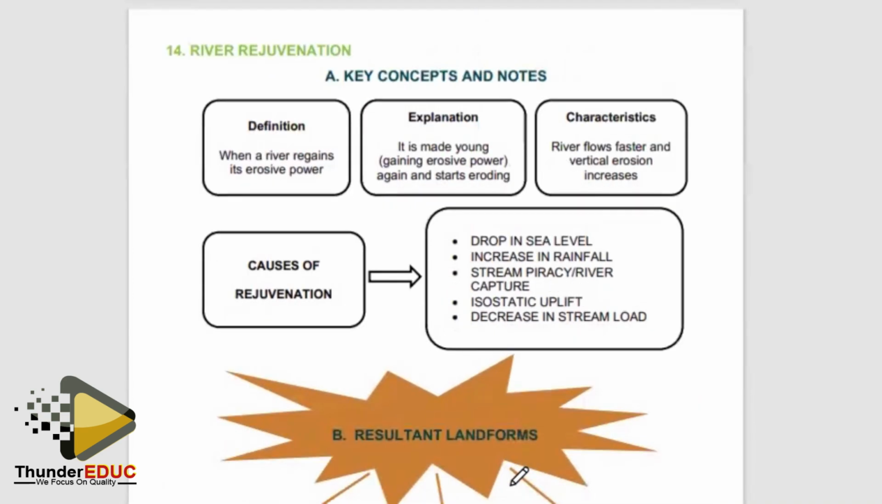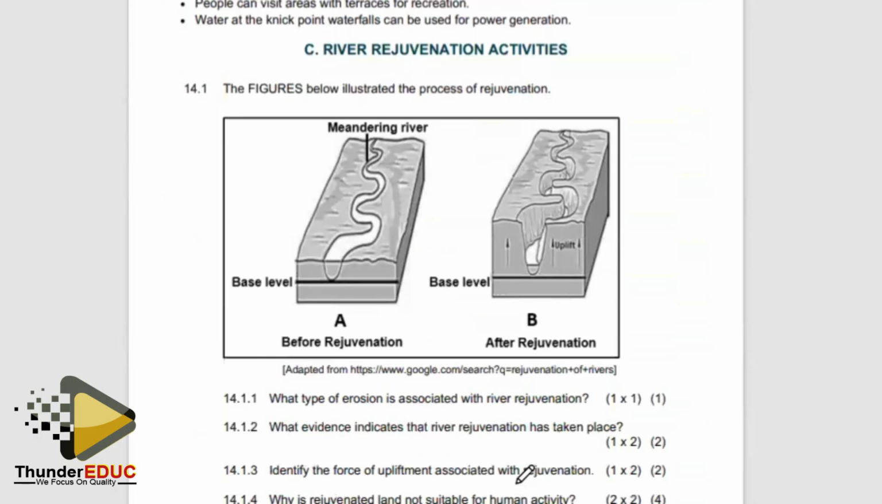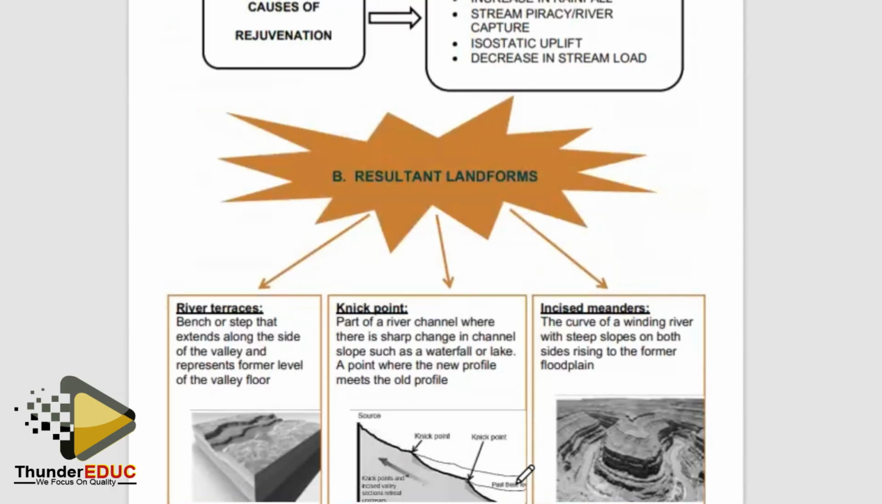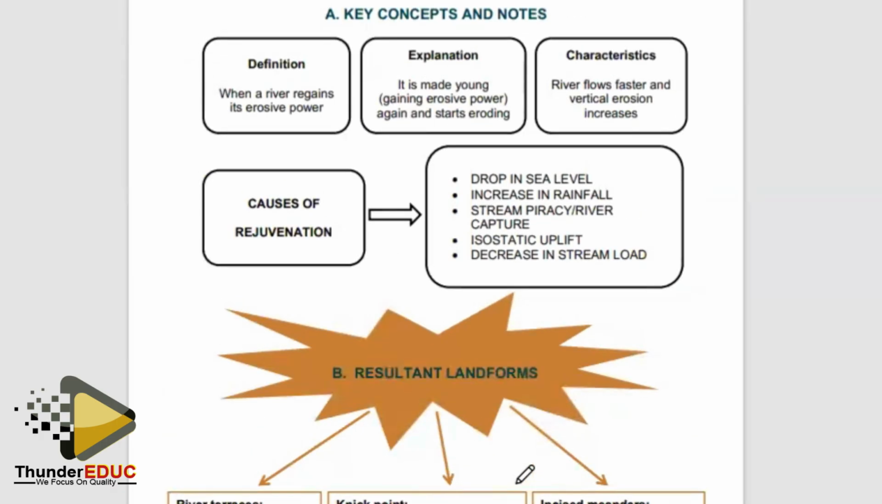Right. Then we have river rejuvenation. When we're talking of rejuvenation, we are saying the river is regaining its erosive power. The river has got more power to cause erosion. And the kind of erosion that is predominant is vertical erosion. The river starts to erode vertically, or to deepen its channel, after gaining power.